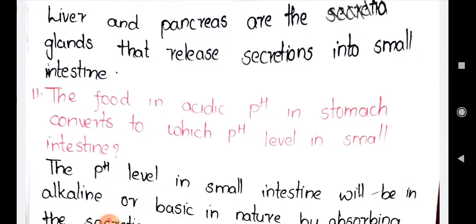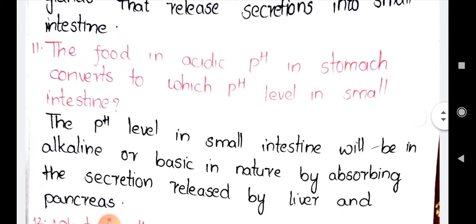The food in acidic pH in the stomach converts to which pH level in the small intestine? We know that in the stomach HCl acid is produced. As the HCl acid is produced, the food in the stomach will be acidic in nature. But that acidic food, while going into the small intestine, changes to alkaline. How does it change to alkaline nature? Due to the secretions of the liver and pancreas. So that is the answer you can read.